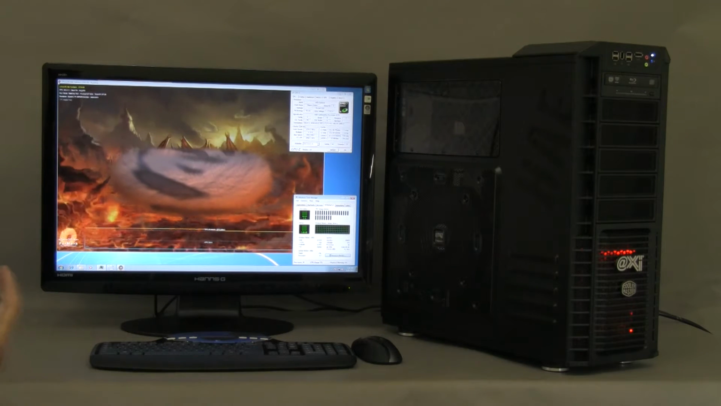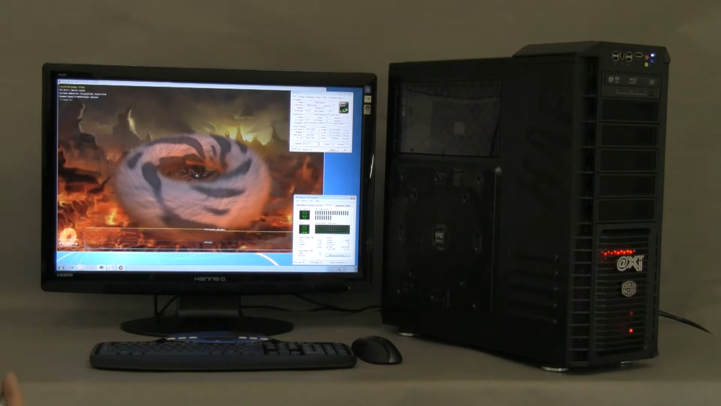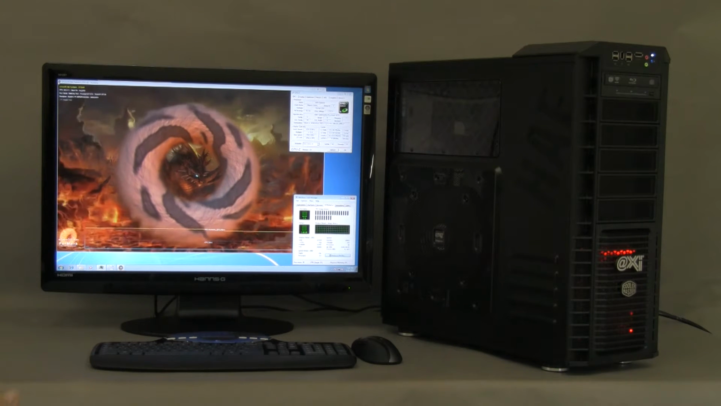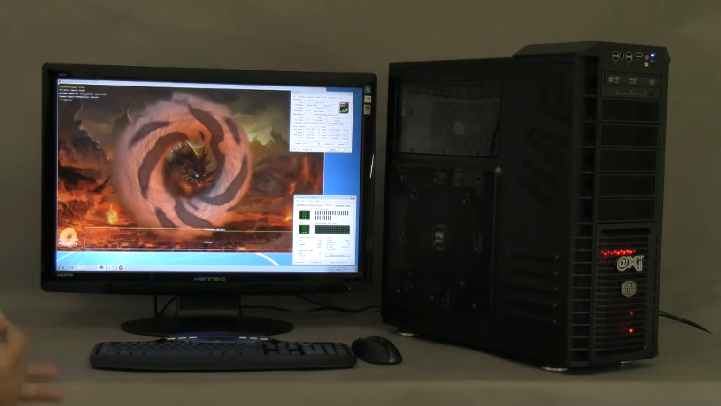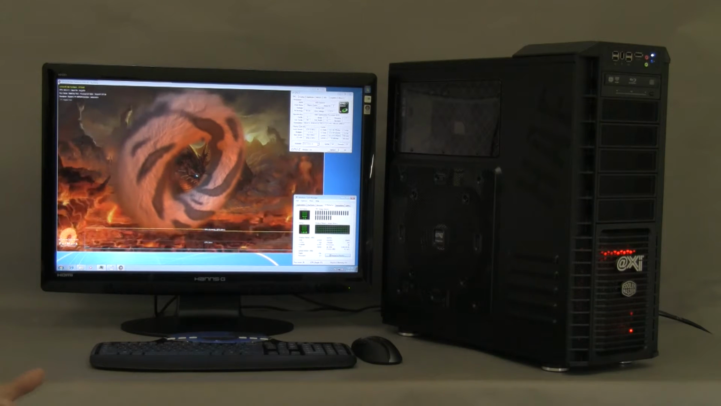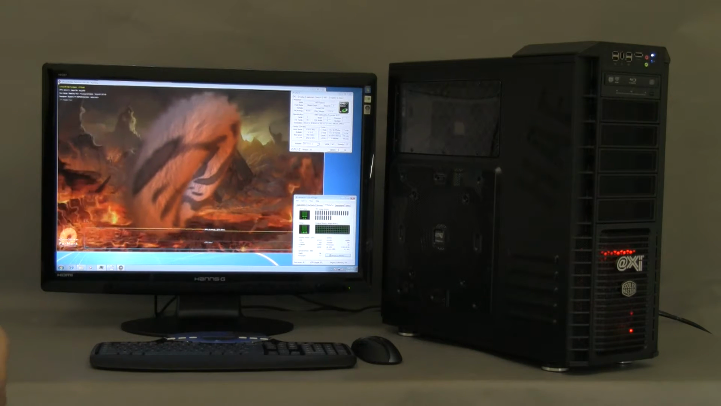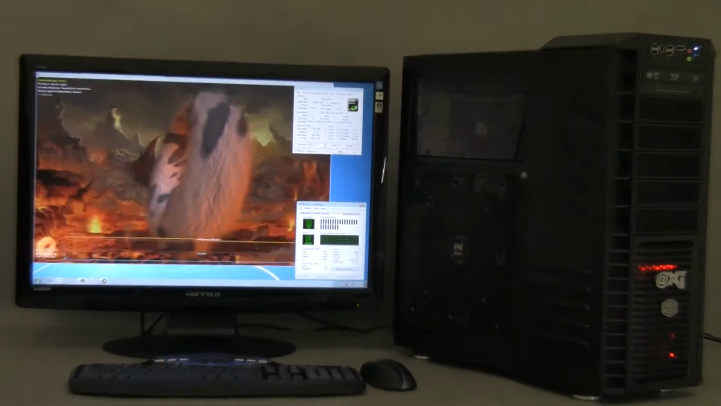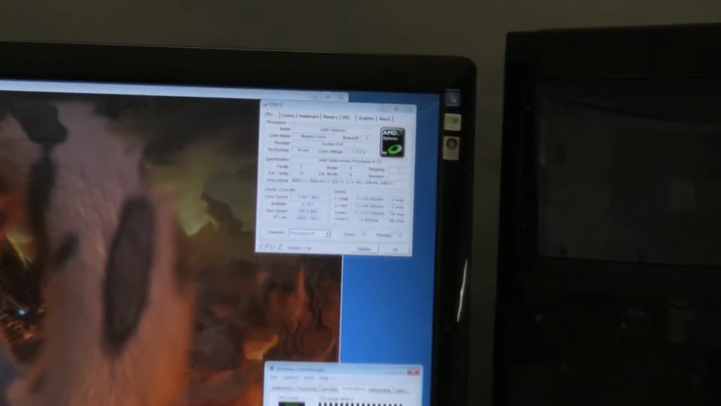AMD did a very good job here with this Magny-Cours, literally big cores. That means inside of each of the two CPUs, there are 12 of those cores with a generous amount of cache. Let's take a look at the CPU-Z panel.